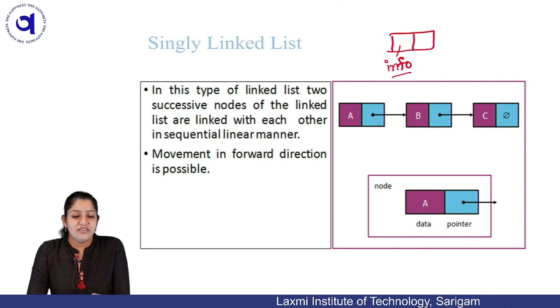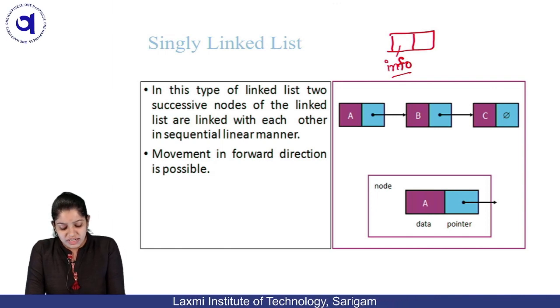It can be a character, an integer, a float, anything, depending on the purpose for which we are using this data structure: storing the information or the data. So that information should be here. Data is here.